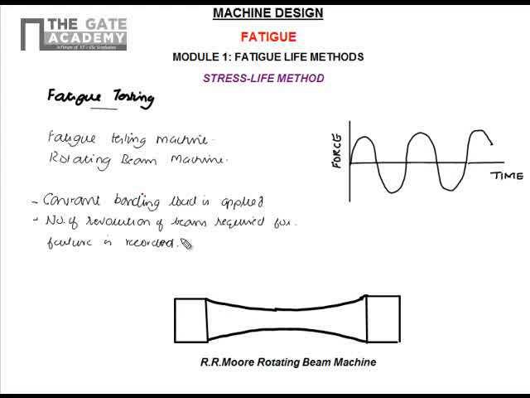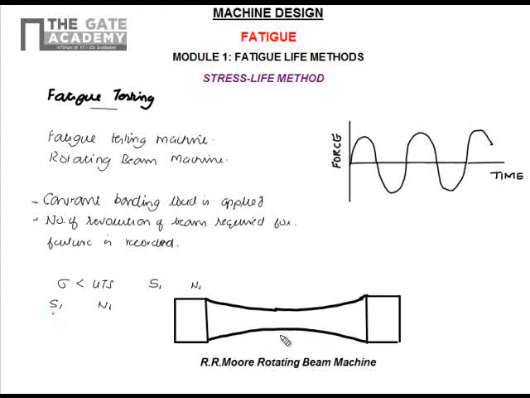level somewhat under the UTS. That is, we apply a load on this beam such that the stress in the material comes to be less than UTS, slightly less than UTS. Say we take the first stress value as S1, and the corresponding number of cycles is recorded as N1. That is, for S1, the number of cycles is N1.